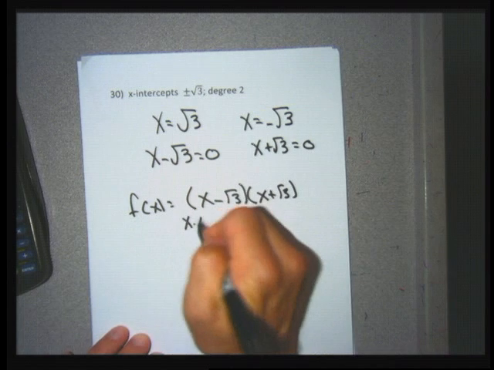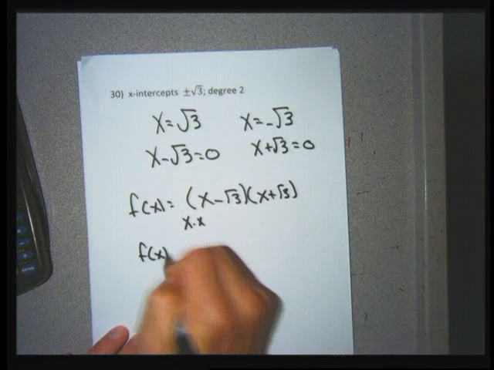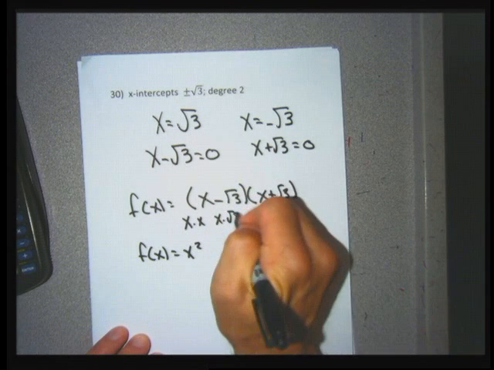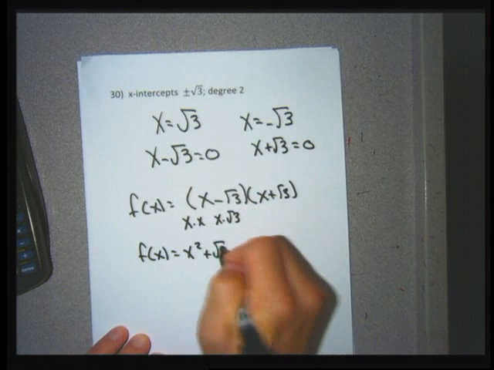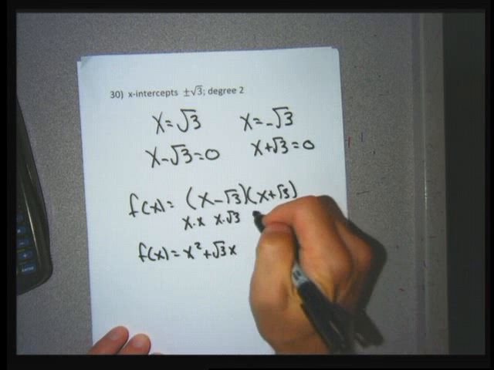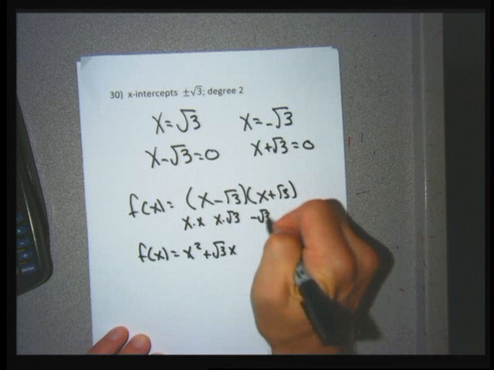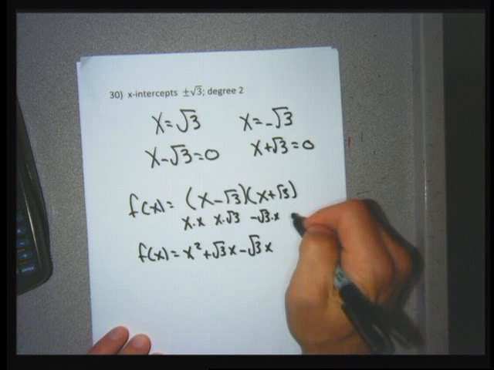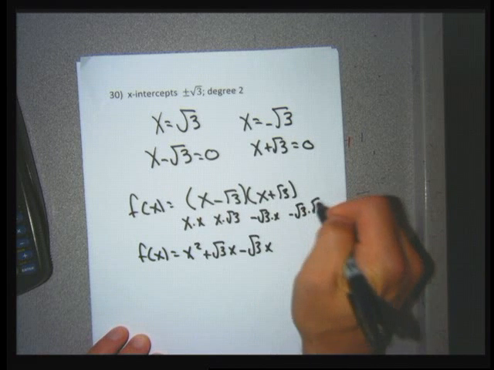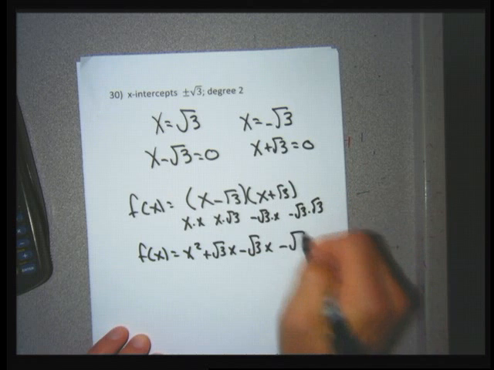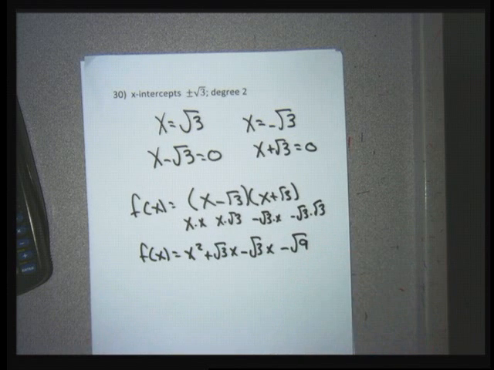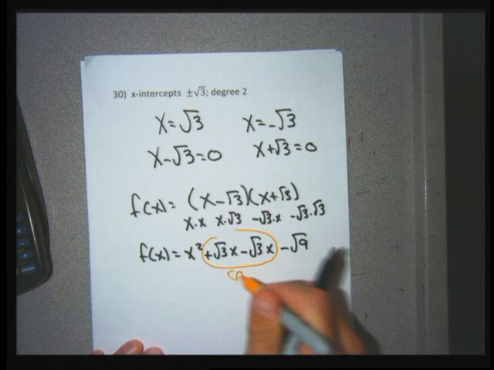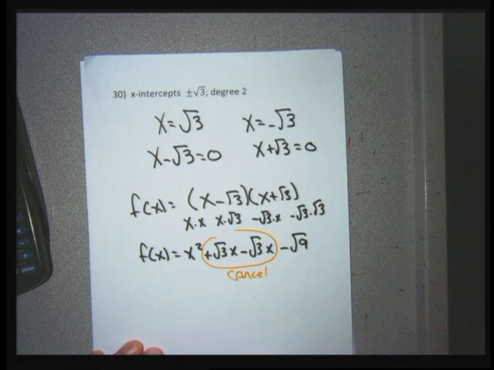My firsts are x times x, which is x squared. The outers are x times the square root of 3, that's a positive square root of 3 times x. The inners are minus square root of 3 times x, that's a minus square root of 3 times x. And the lasts are a minus square root of 3 times a positive square root of 3, that's a minus square root of 9. The outers and the inners cancel, and the square root of 9 turns into a 3.